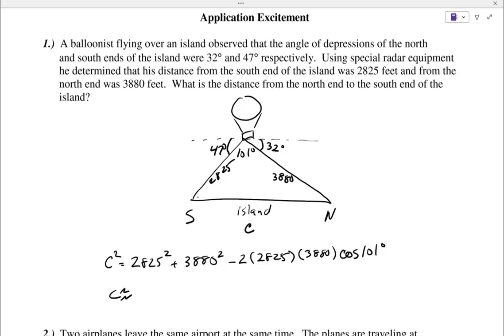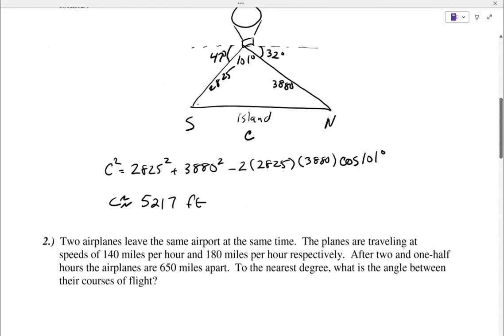52.17. 52.17, is that what you said? So what did others get? Cool. Yeah. No, it was pretty, like I said, that one was a pretty straightforward application of the law of cosines, wasn't it? The only thing that you had to do before you actually applied it was figure out that third angle.